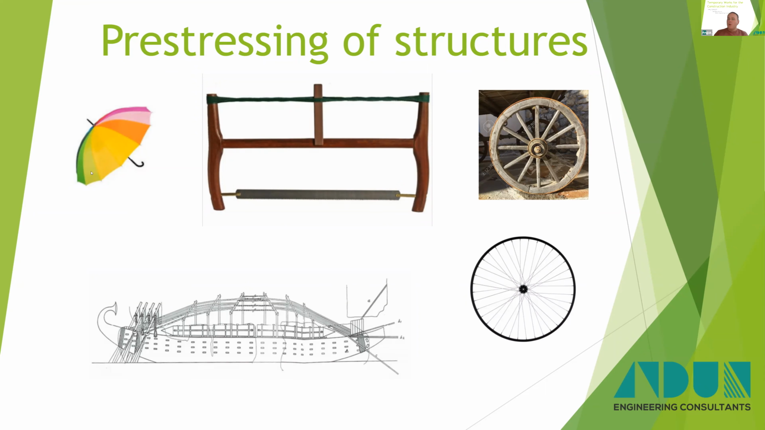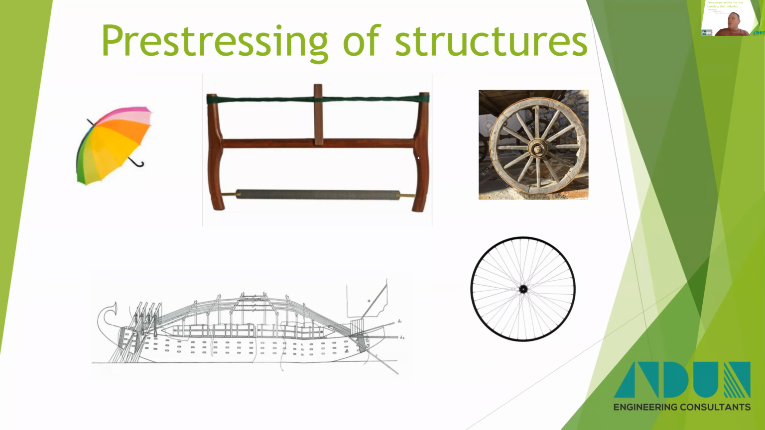Another good example of a membrane structure is an umbrella. When you push an umbrella out, you have the wire rods, or the plastic rods, that push out and stretch the waterproof sheet into the right shape. That's another example of pre-stressing.